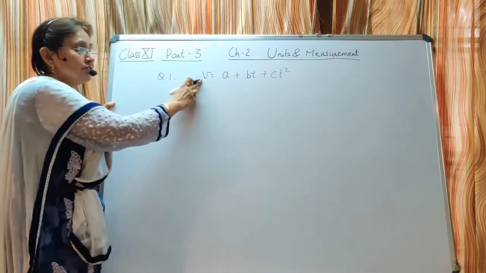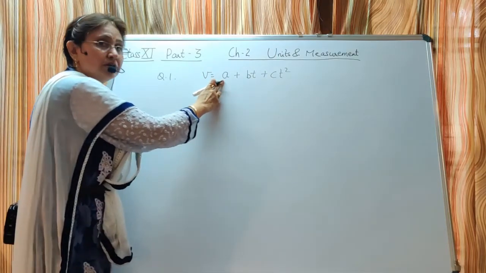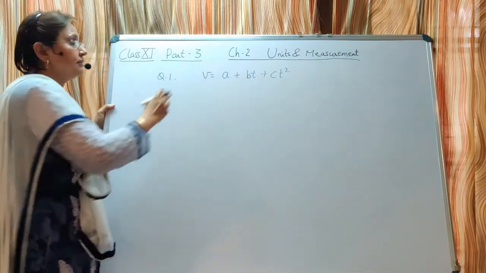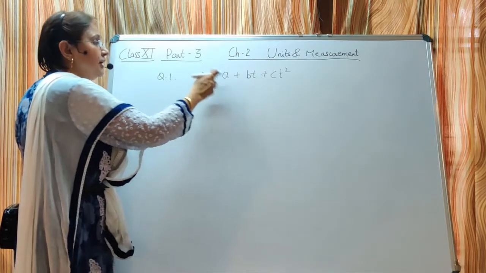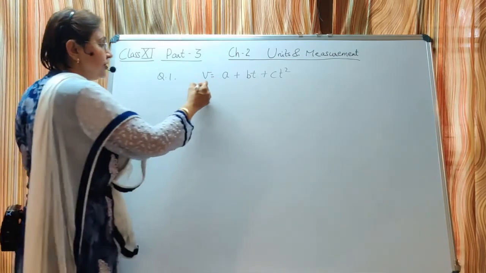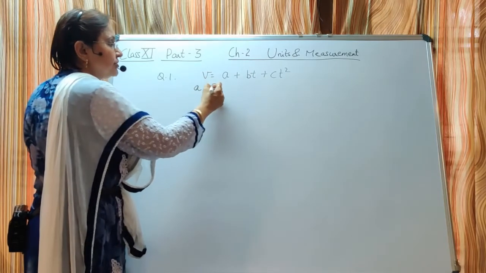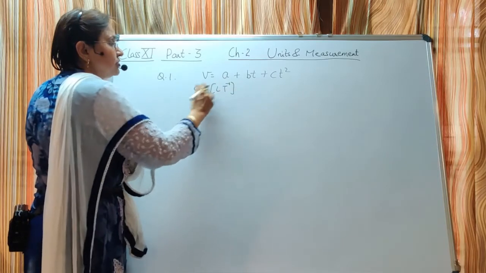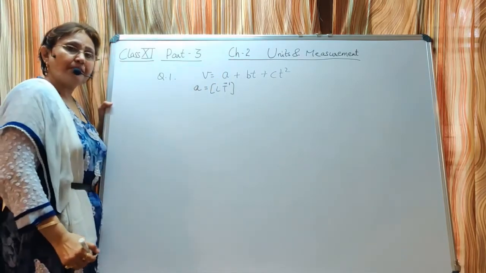According to the first application we have studied, the dimension on the left hand side should be equal to the dimension of each term on the right hand side. That is, velocity should have a dimension, or you may say A should have a dimension of velocity, and we know that velocity has a dimension LT^-1. So the dimension of A is LT^-1.